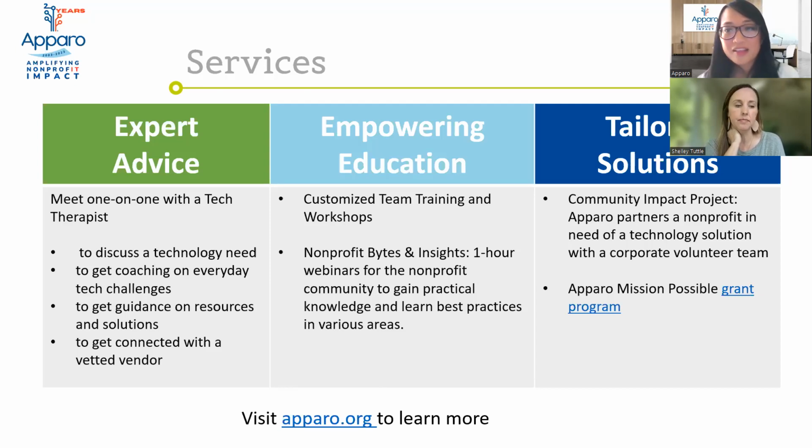And then finally, we do have a Mission Possible grant program that is open for those in the Triangle area of North Carolina. So if you're in the Raleigh-Durham area and you're interested in getting $10,000 to make your technology dream come true, I would highly recommend that you check that out. I will be including that in the follow-up email so that you can look into it a bit more. I do believe the deadline is around the end of May.